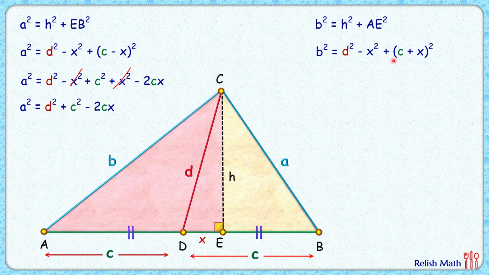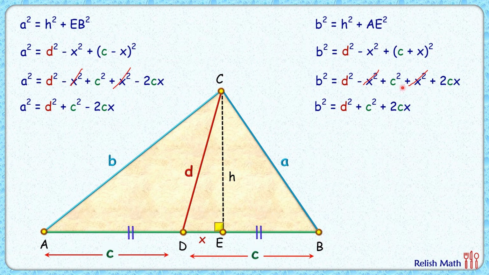Again opening the bracket, applying a plus b whole square identity. Solving it, we'll get this negative x square and plus x square getting cancelled. So we'll get the equation as b square is equal to d square plus c square plus 2cx. That's it. To this second equation, we will add the first equation.